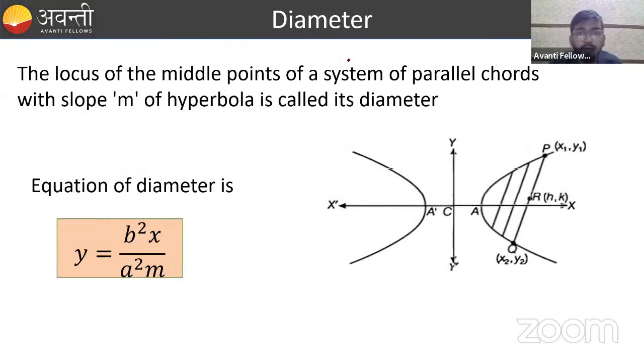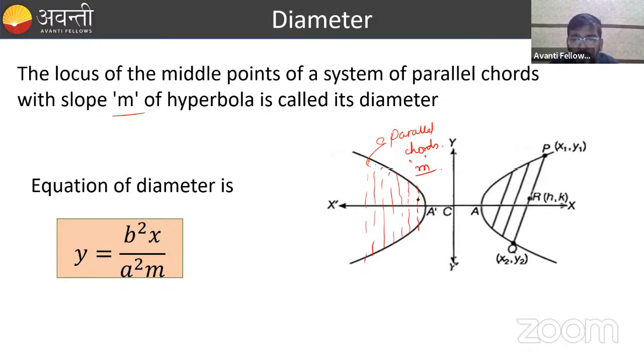Now, the locus of the middle points of a system of parallel chords with slope m. So what this means is, if you draw a chord, see there it is drawn. I am just trying to draw here. If this is a chord, this is a chord, this is a chord, this is a chord. If you draw these parallel chords, all these are parallel chords, and it has a slope m, right?